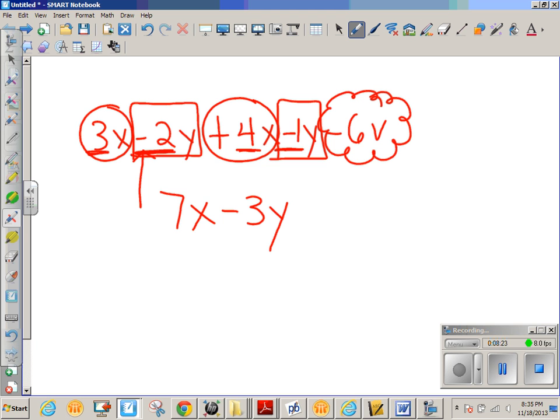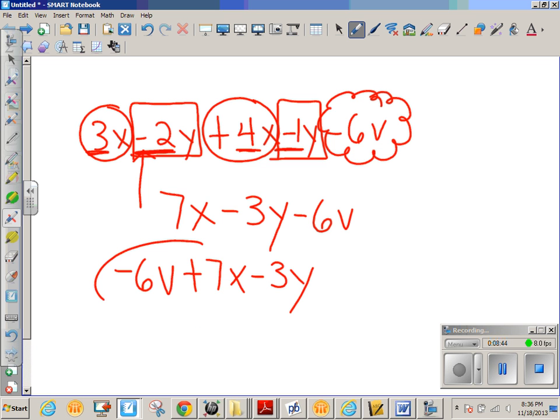And then all that's left is v. And I guess if I was doing this in alphabetical order, it should be negative 6v, positive 7x, and negative 3y. It isn't wrong if you don't put it in alphabetical order, but it's just better if you do. So this is our best final answer.